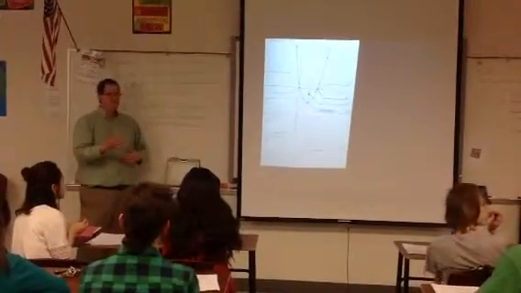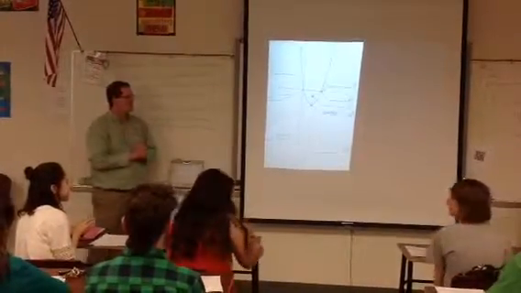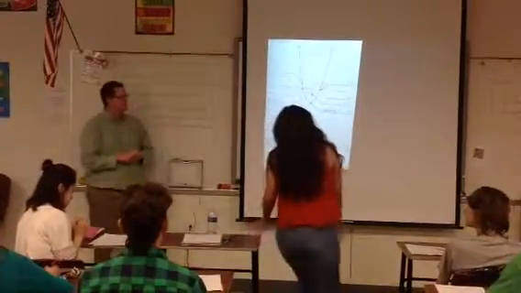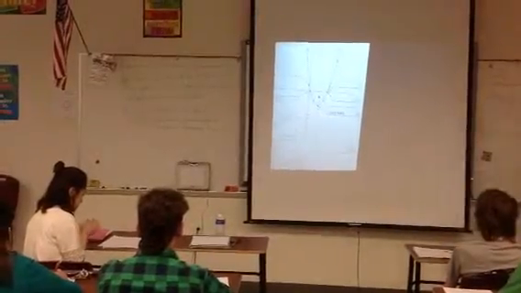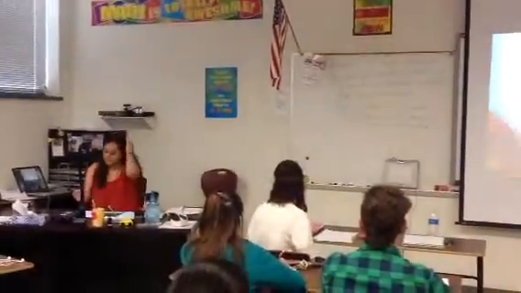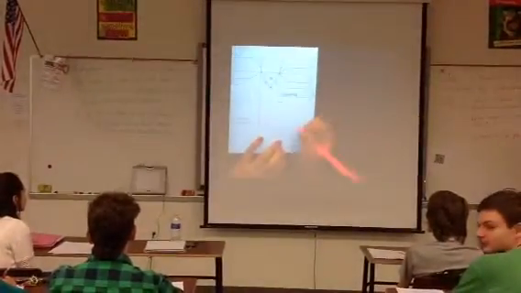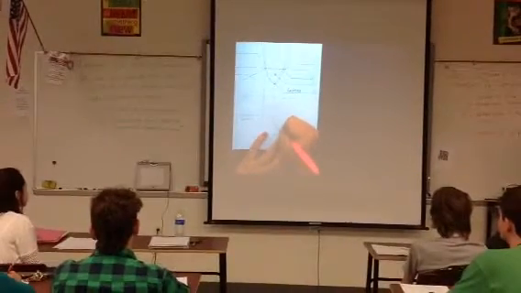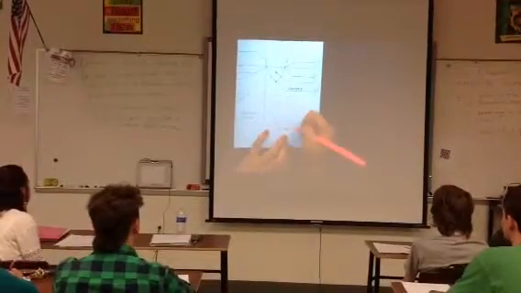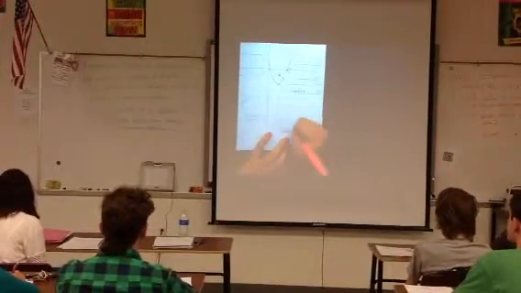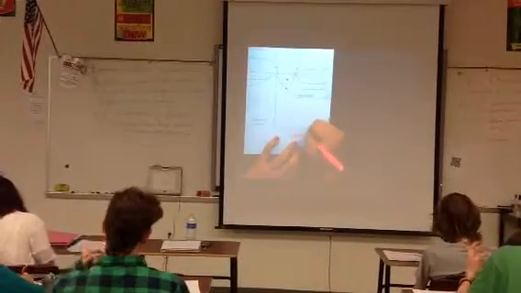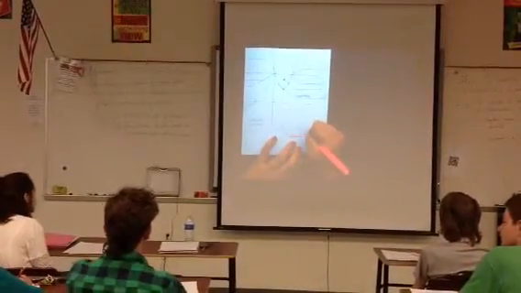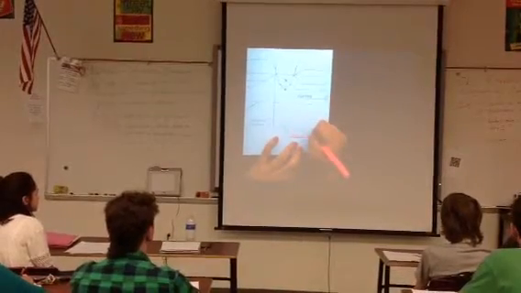All right, Julia, why don't you pick the next blank and tell us about that? So you're picking number 9. And what does number 9 represent? The axis of symmetry, okay. And what does the axis of symmetry do? Okay, cuts it in half, good.